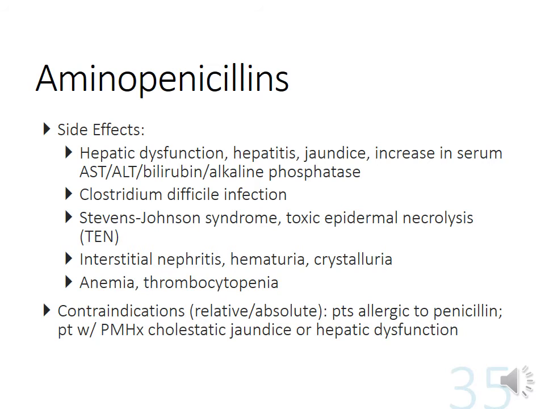You can also have some issues with interstitial nephritis, hematuria, crystalluria, and then you may have some blood dyscrasias, things like anemia, thrombocytopenia. But in general, these are pretty well tolerated for the most part. The only real contraindications you should note is a previous allergy to penicillin, especially if it's a true type 1 allergy. You probably want to avoid these. And then maybe as a relative contraindication, if they have a history of cholestatic jaundice or hepatic dysfunction. But again, for the most part, it's very well tolerated. You don't really run into too many patients that would be absolutely contraindicated from it, other than the allergy thing.